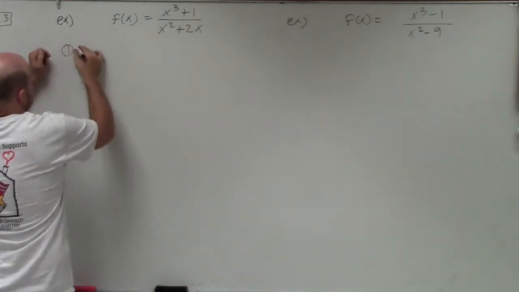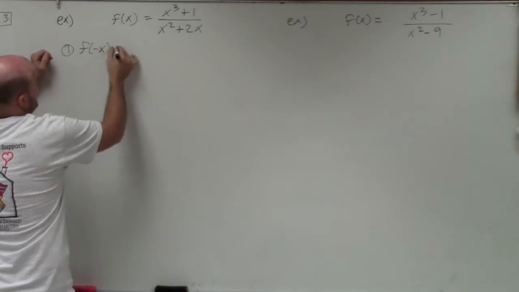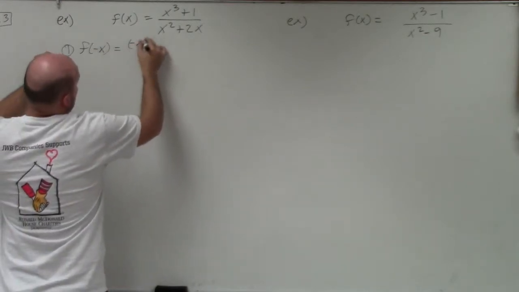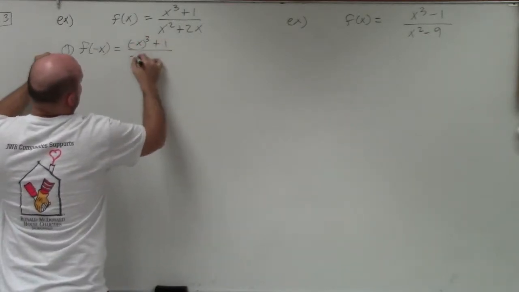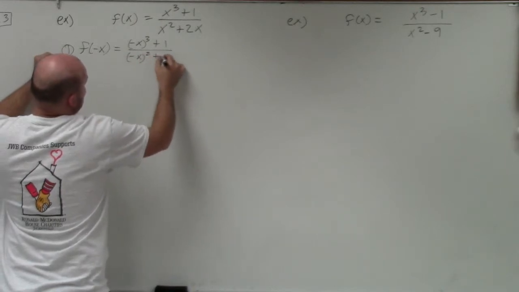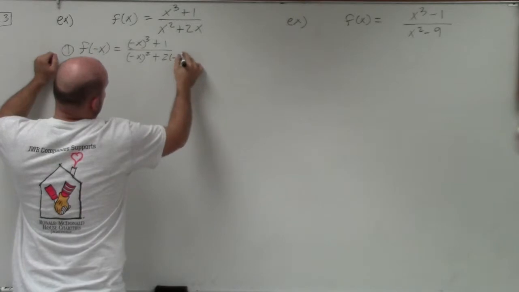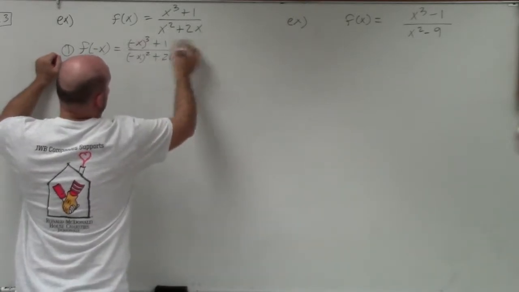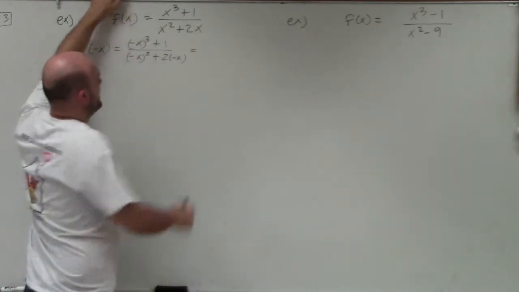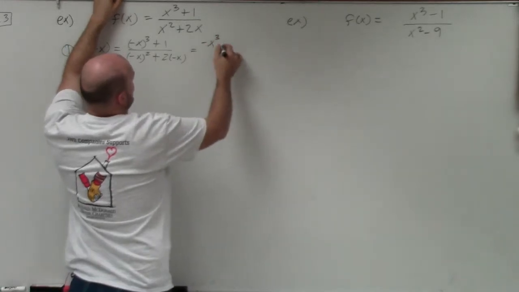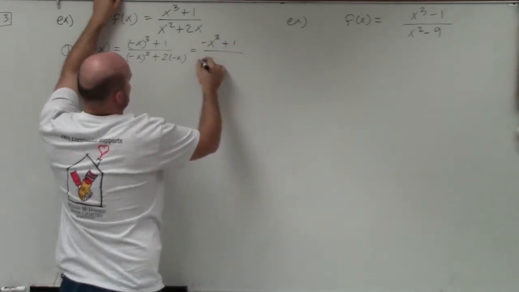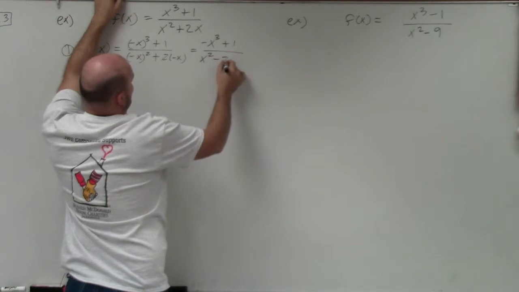So remember, when testing for symmetry, basically all you're going to do is substitute in f of negative x. And if you get the exact same function back out, then you have symmetry about the y-axis. If you get the negation of your function, then you have symmetry about the origin. So any negative value raised to an odd power is still going to become negative. But then that's plus 1. This becomes now even, and then minus 2x.